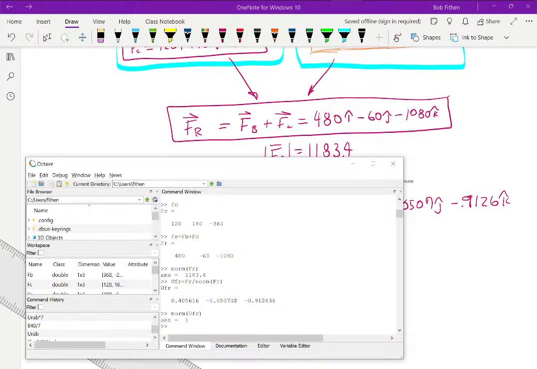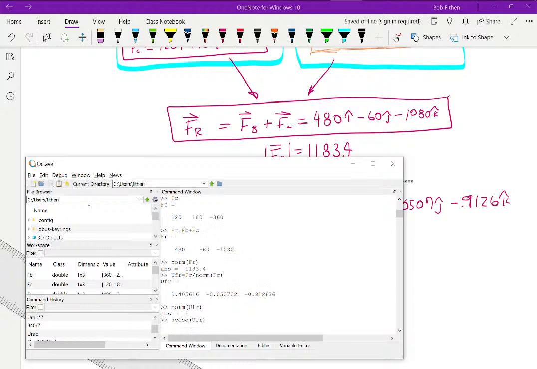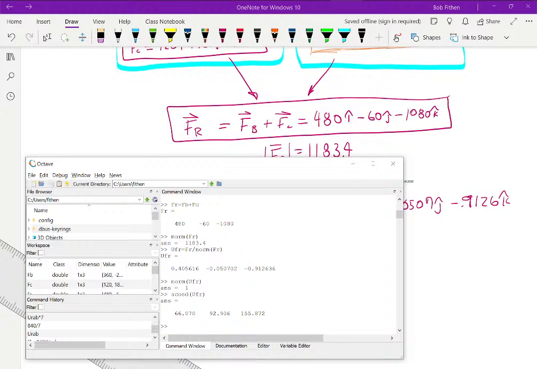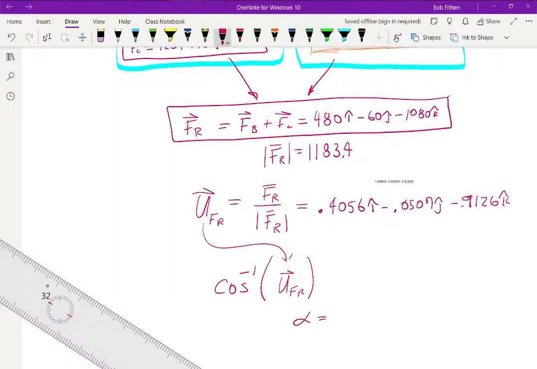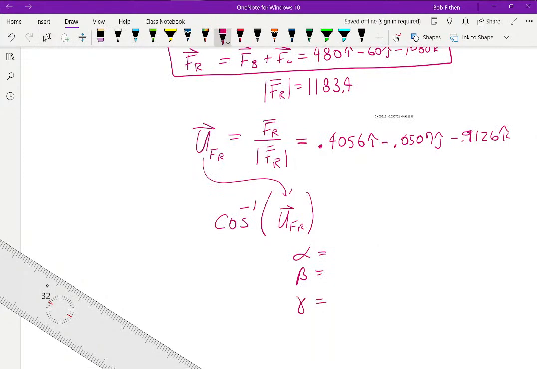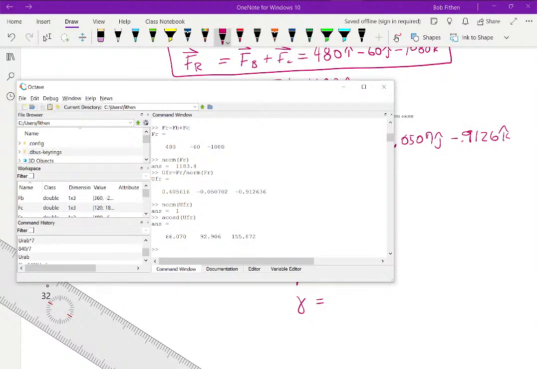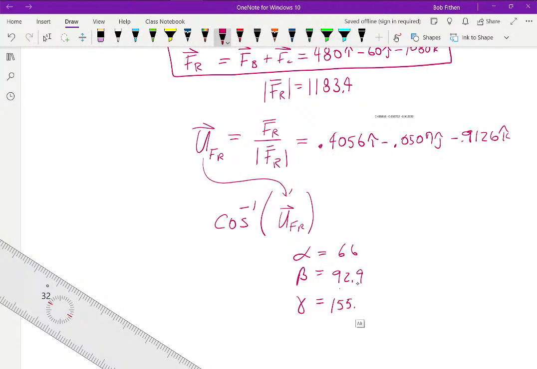Okay, so now I want to do arc cosine, but I want my answers in degrees, of UFR. Okay, 66. I'm going to bounce back and forth between these two. So this tells me the first one is alpha, then beta, and then gamma. So roughly 66 degrees, then 92.9, and then 155.87.